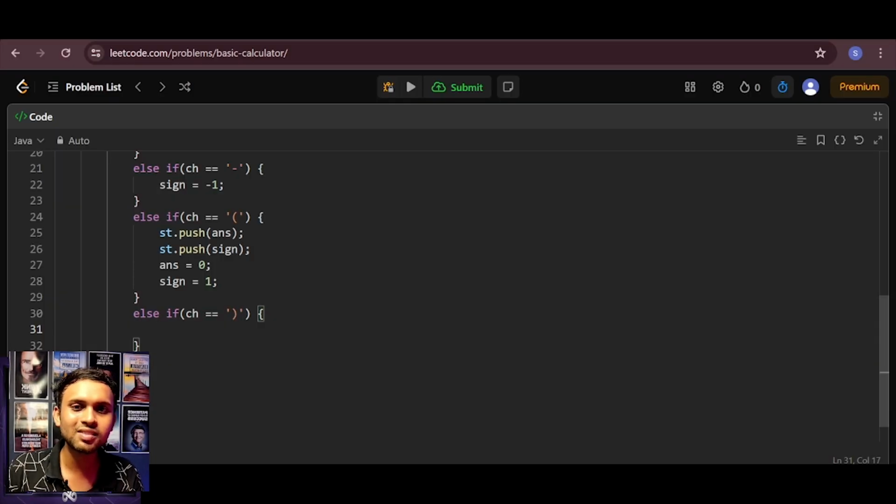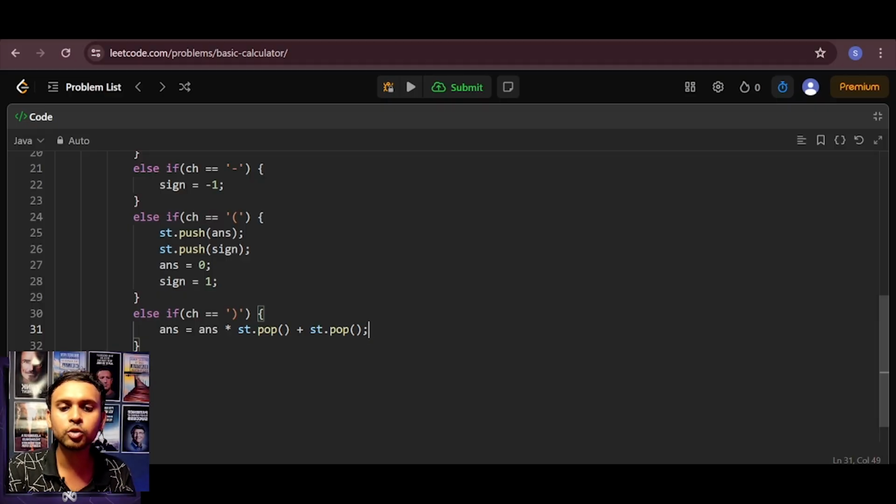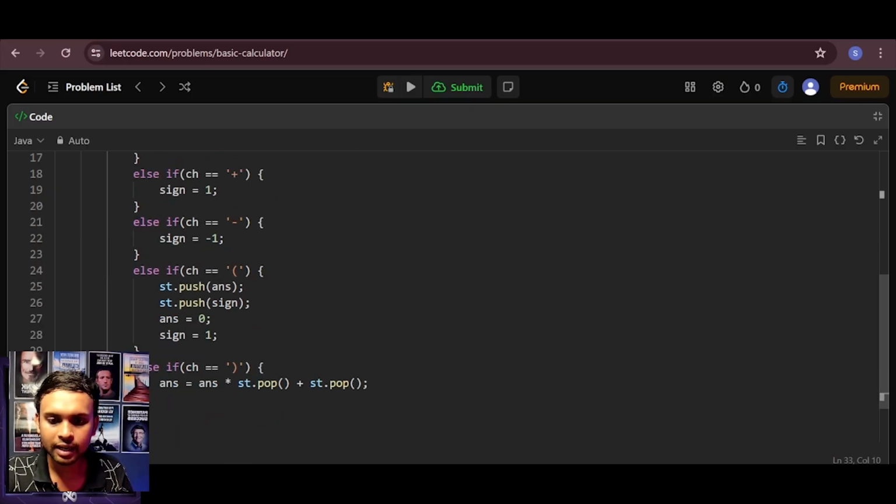So in my new answer, what I would do is I need to multiply that with the first pop operation, right? Because if we do the pop first time, the sign will come. So with my answer, whatever the answer is, I need to add the rest of the things which was outside. So answer equals answer into stack.pop. I take the sign, along with that I add it to the previous answer which was stored in the stack only. I'll pop it again and then the previous answer will also come. So this I need to do whenever I get a closing bracket. And that is pretty much it.